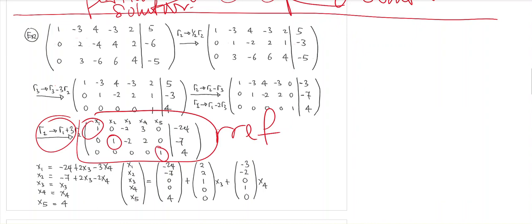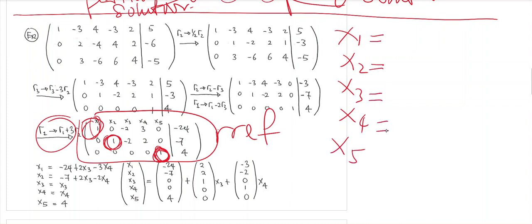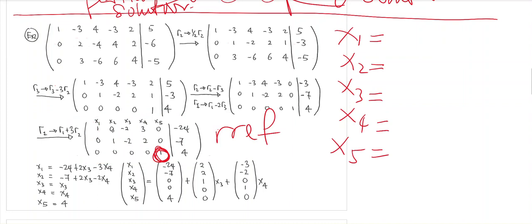Okay? And let's try to write down the solutions. Pivots give you the information that we should be able to write down what x1 is, what x2 is, and same thing here, what x5 is. So let's do that. x1, x2, x3, x4, x5. Let's look at the information that we can obtain from the first row.